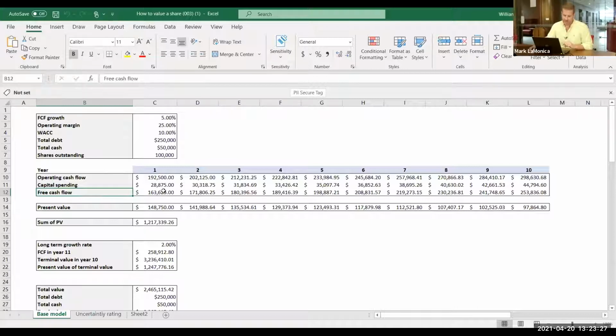So all I've done here in this model, so I've got a year one, and then I'm just projecting this out in the future. So you see, I'm basically looking at C2 right here.